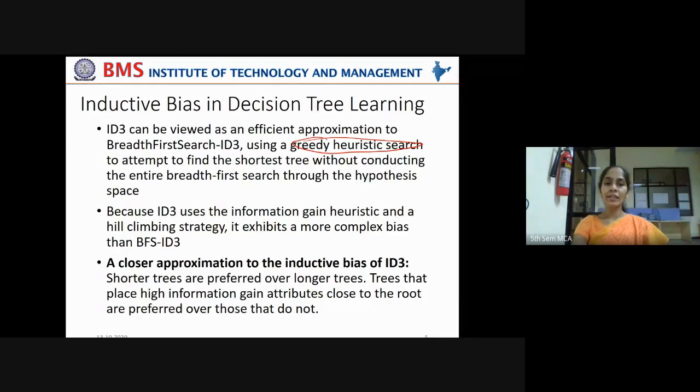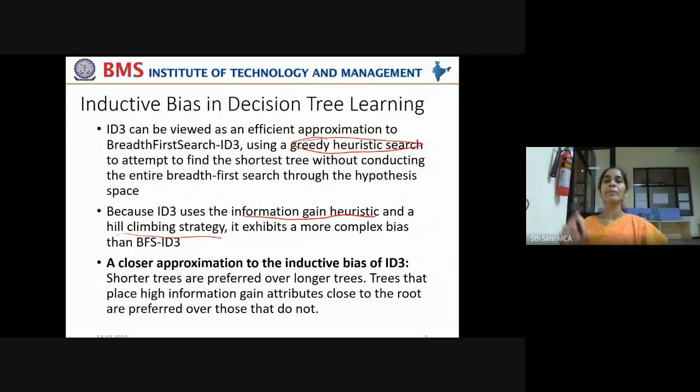Now, because ID3 uses the information gain heuristic, a heuristic is nothing but a rule-of-thumb measure. It uses the information gain heuristic and a hill climbing strategy. I told you what this hill climbing strategy is, right? When you are climbing a hill, you take the locally optimal direction. You look in all directions, and wherever the inclination of the mountain is high, you tend to go in that direction, right? So you're making a locally optimal decision.